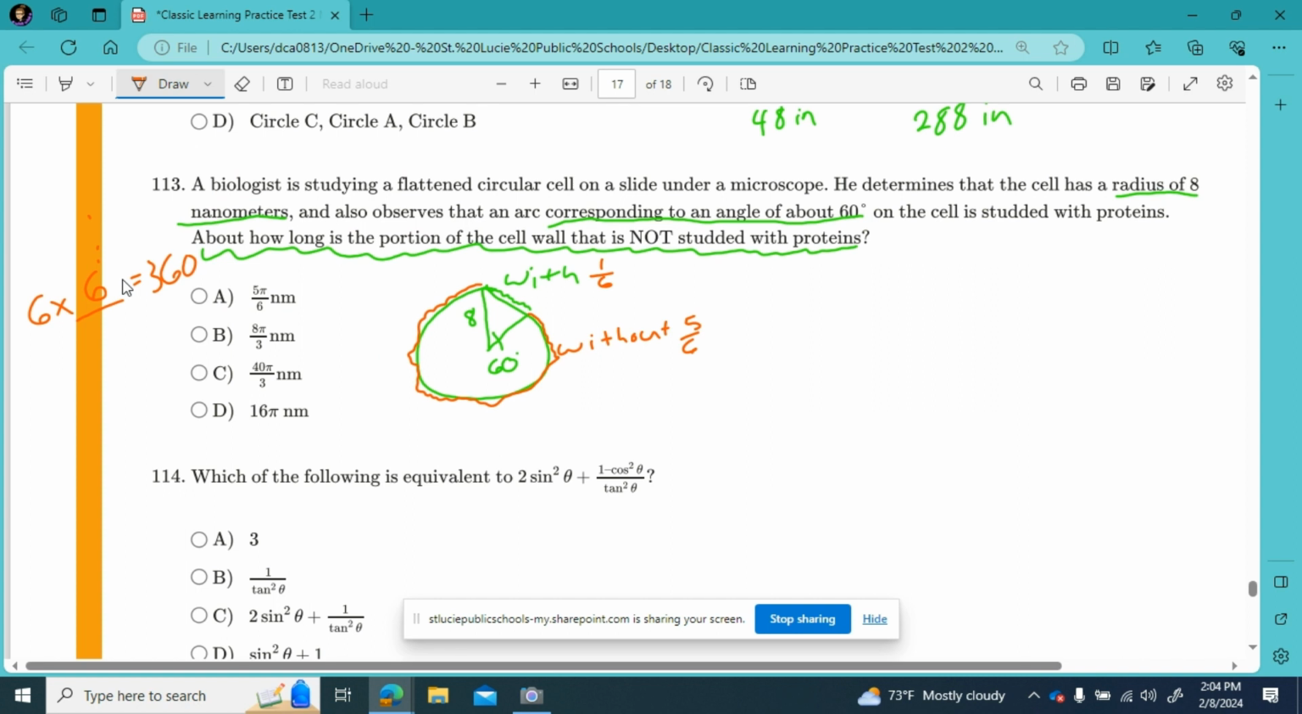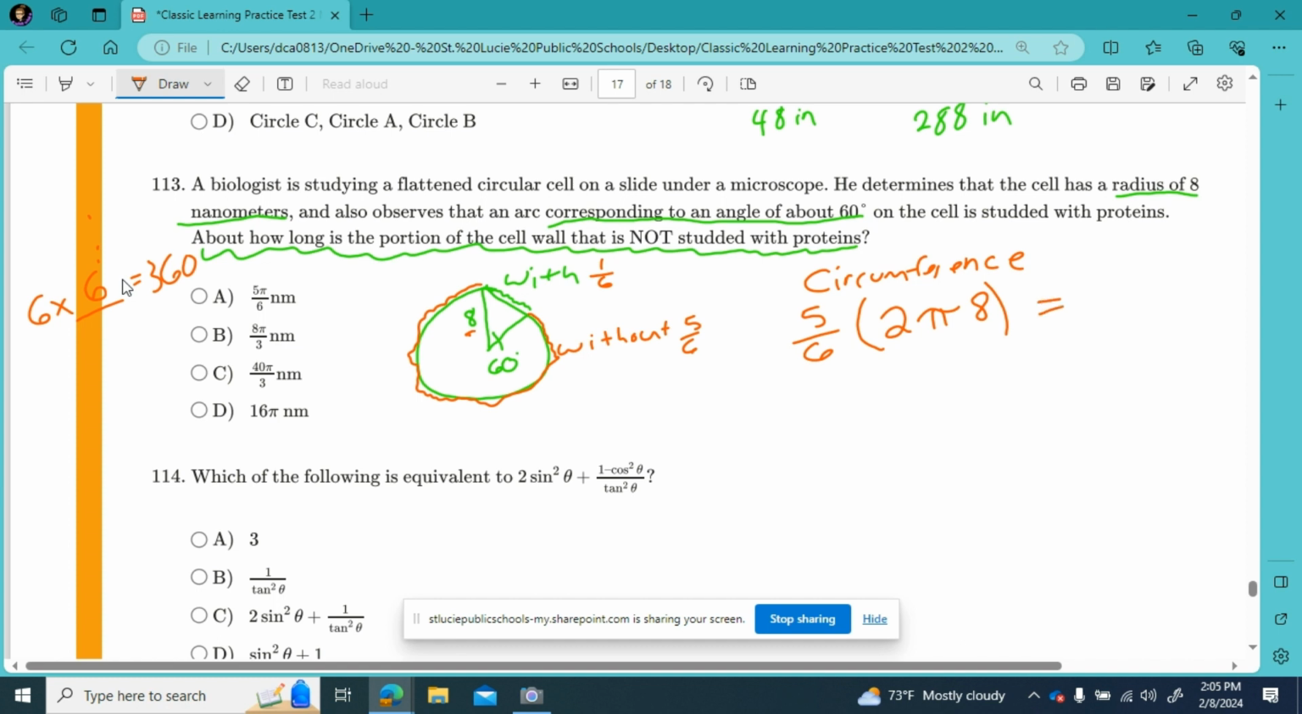So if we find the circumference of our circle using our radius, the circumference of the whole circle would be 2 pi r from the reference sheet. And we already know that the radius is 8, so I'm going to erase the r and put an 8. And I only want the length that is not studded with proteins. So that's 5/6 of this. So I'm going to take my answer from this and multiply it times 5/6.